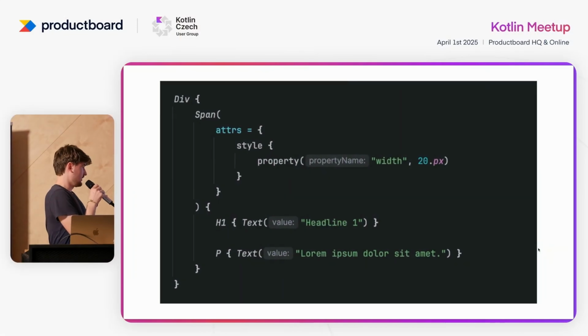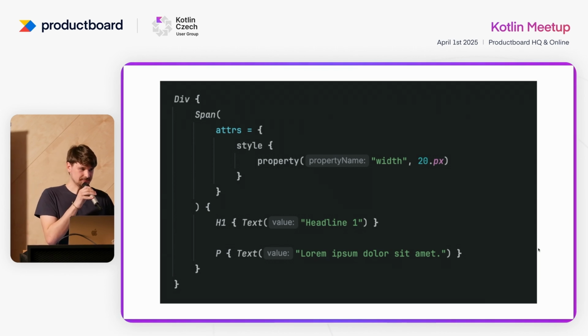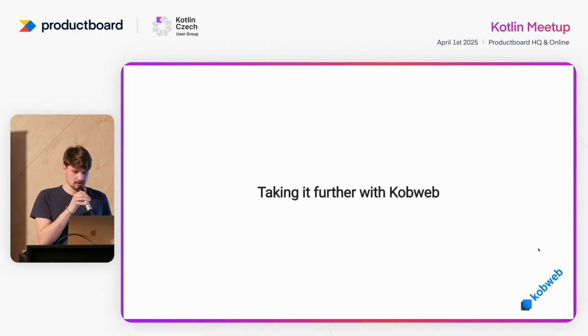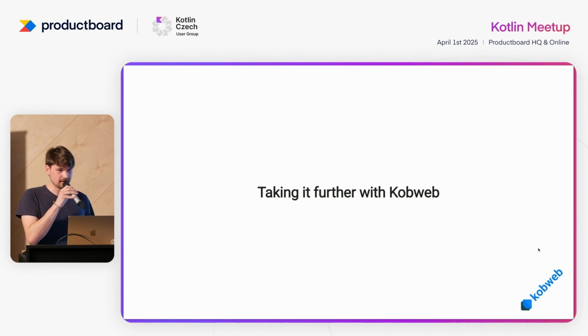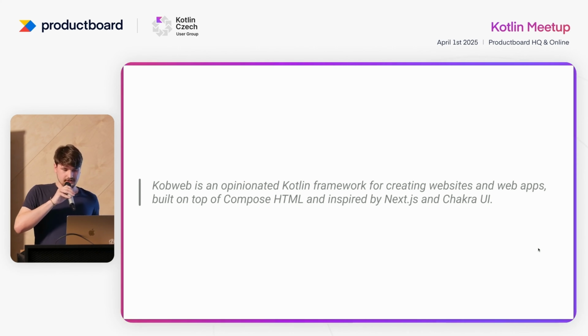As can be seen here, this is a snippet of code in Compose HTML. And as you can see, it almost looks like HTML converted to Kotlin. For those of you that use Compose, you wouldn't really say that this is Compose. However, we can improve this with the use of a library called Cobweb. As the author says, Cobweb is an opinionated Kotlin framework for creating websites and web apps built on top of Compose HTML, inspired by Next.js and Chakra UI.